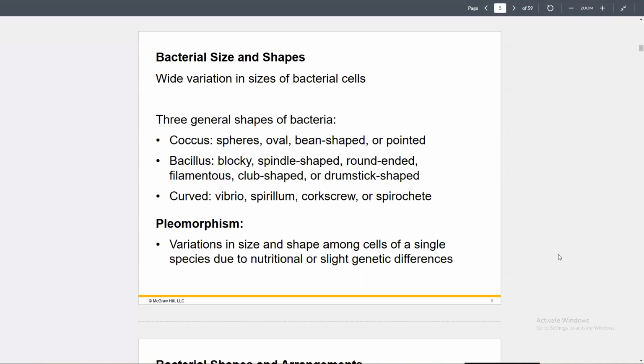Pleomorphism means that this particular species of bacteria doesn't have a set shape. It can have a variety of different shapes. There are certain kinds of bacteria that fall into that area, and we'll talk about them in a minute.